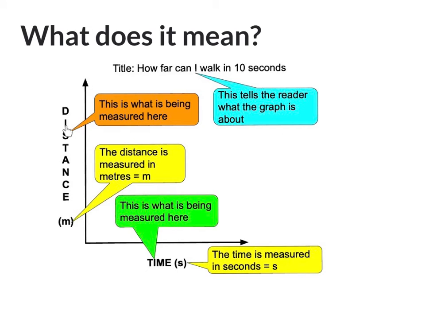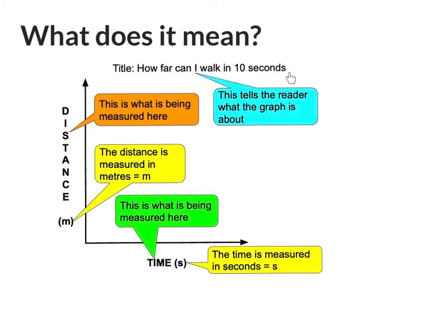On the vertical, we always have distance. We always show it as distance, and we always tell what we're measuring the distance in. In our case, it was metres, M for metres. We normally put that in brackets, do you notice that? What we're measuring is written normally, and the units we're using to measure are in brackets. On the bottom, we were talking about how long it took us, so we put time, and in this case the time was being measured in S for seconds.